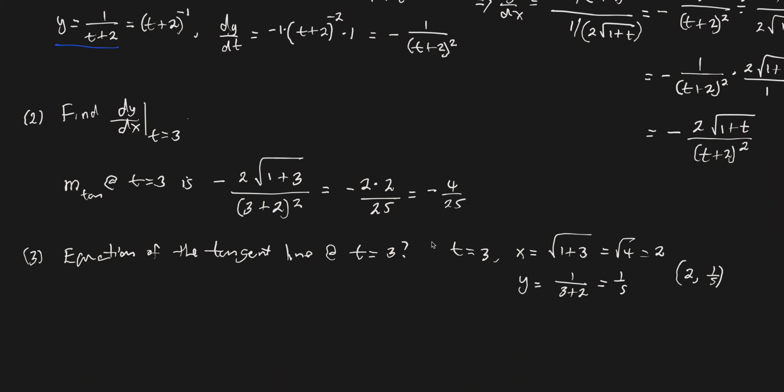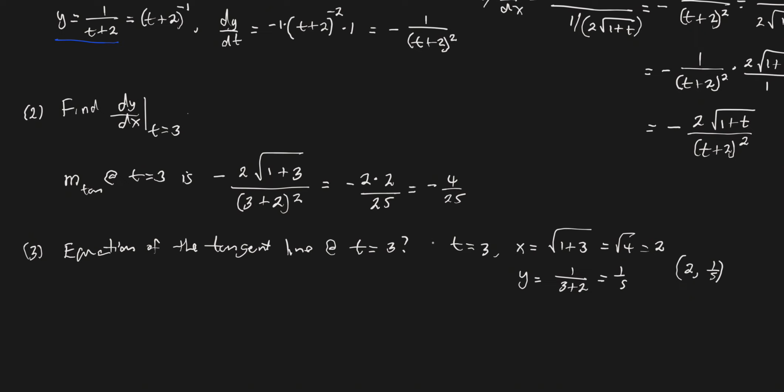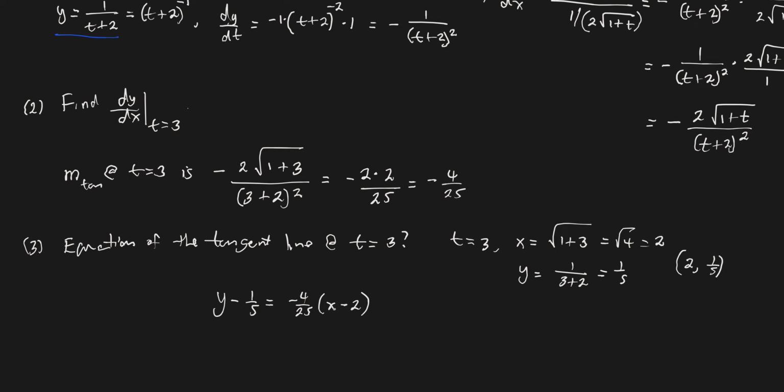And then we can write down, let's say we use our point slope equation for the tangent line. So remember, that's y minus the y value is equal to your slope times the quantity x minus the x value. And I mean, there we go. That's the equation.